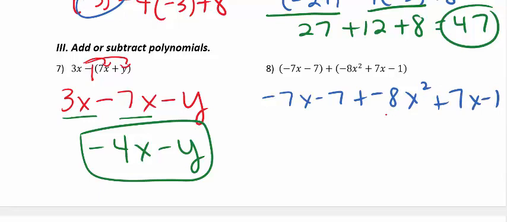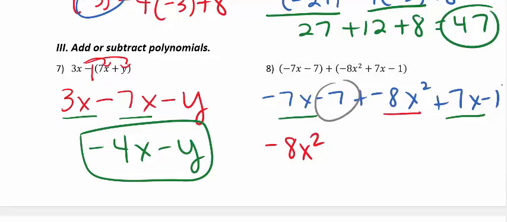We'll start with the highest power, which is x squared. It doesn't have anyone to combine with, so we'll just bring it down. We'll combine the x terms. Negative 7x plus 7x means no more x's, so that's 0 x's. And then we'll combine our negative 7 minus 1 and get minus 8.